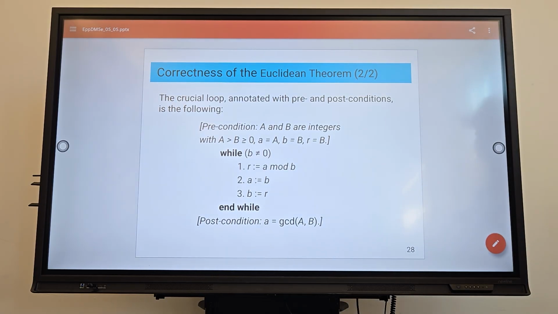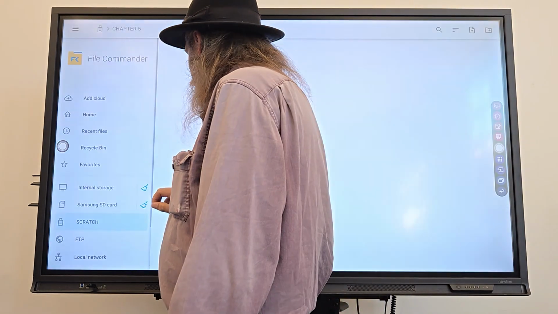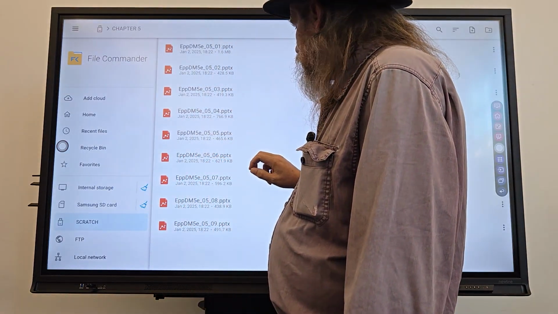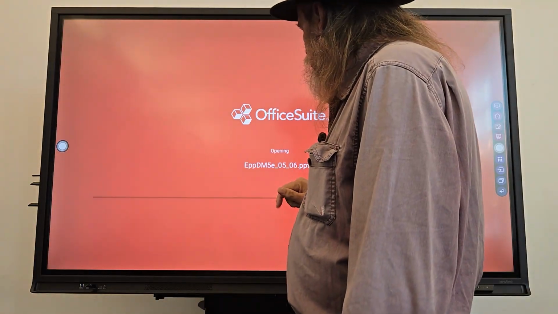So, writing algorithms in loops. But let's see here. That was 5, 5, so we're at 5, 6 now.